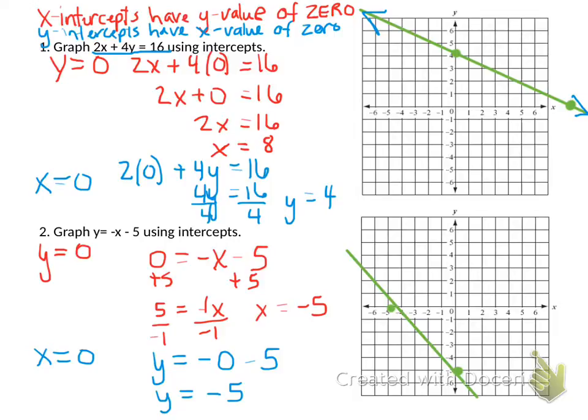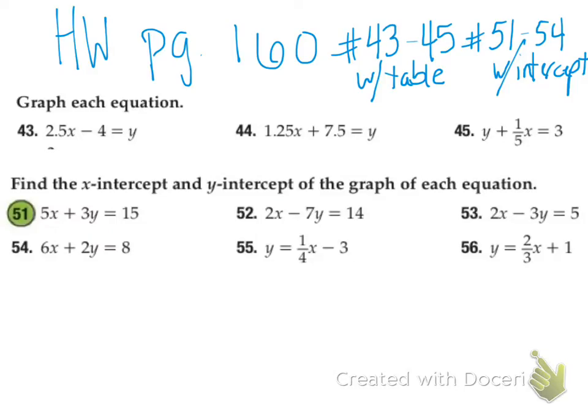Easy enough. So homework tonight, guys, page 160. You're going to do the first set with a table, like in the first examples, the second set with intercepts, like in the last example.